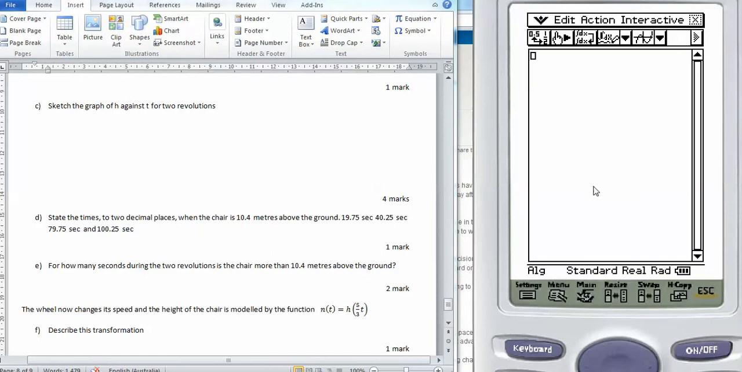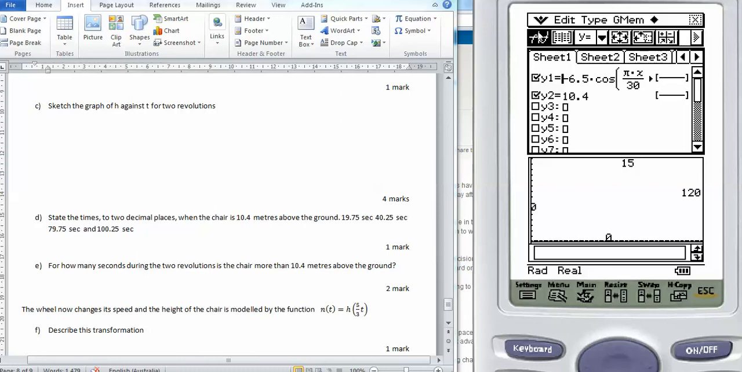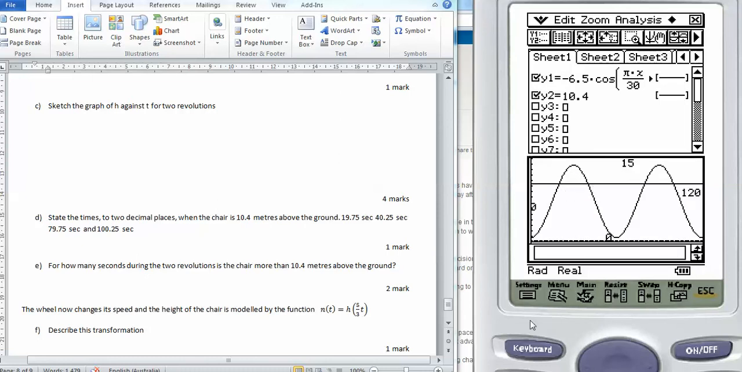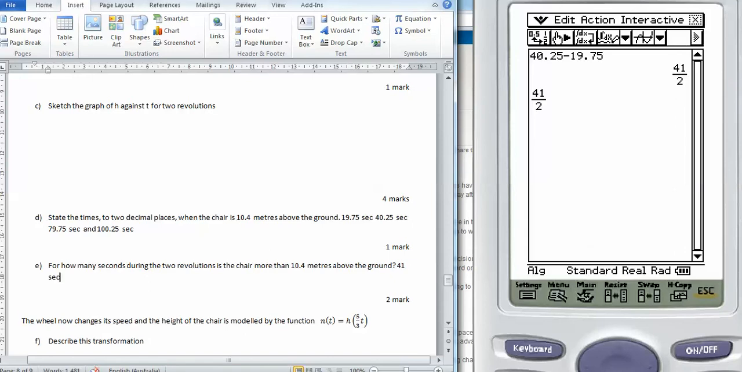Okay, so I can go into main. For how many seconds in the first 2 revolutions? 40.25 minus 19.75 is 21, and I want to know how many times it's above. I'll have a little look at the graph again. It's above for those many seconds, so that's how many seconds, 21 each time, so times it by 2, so 41 seconds is the answer.